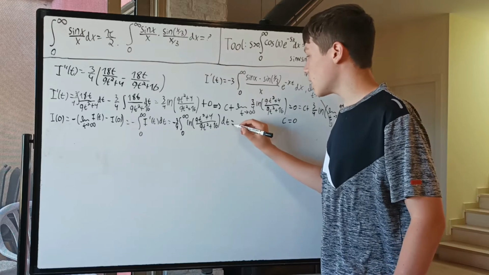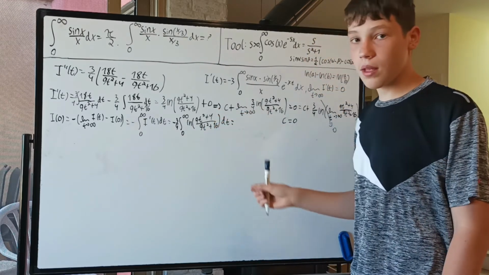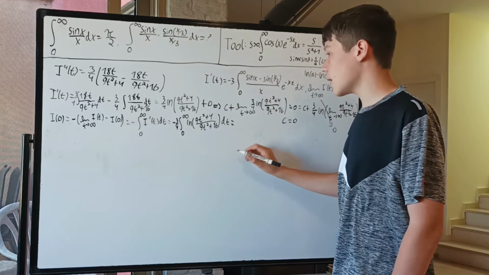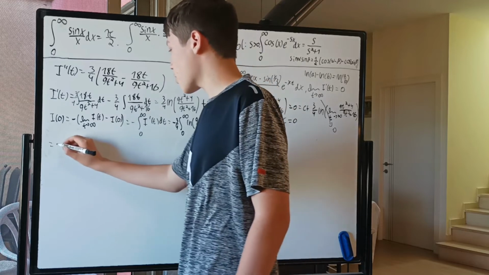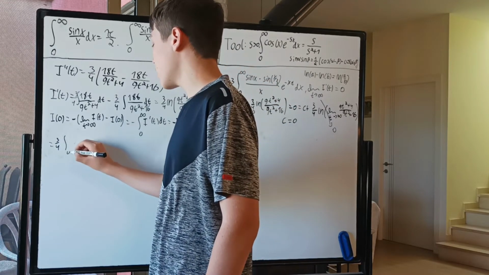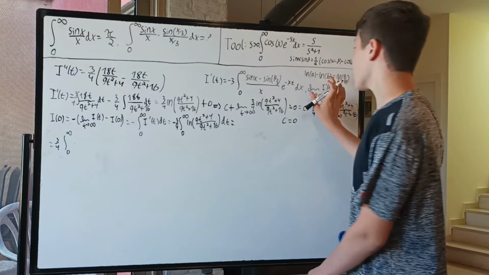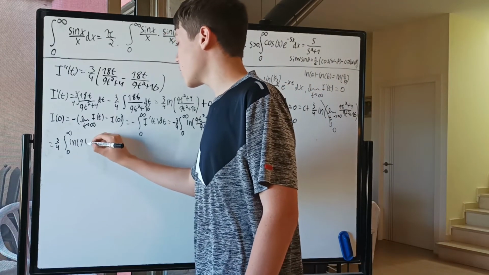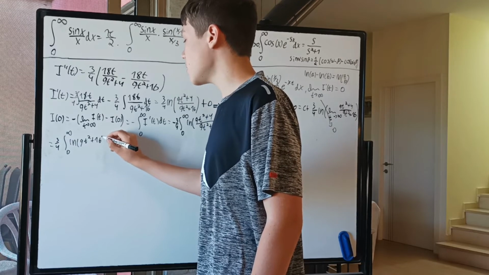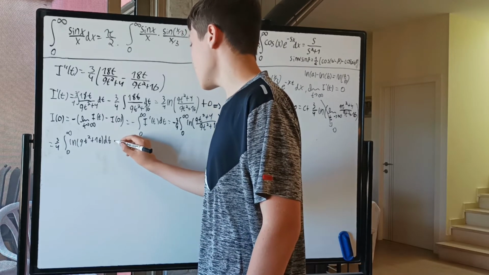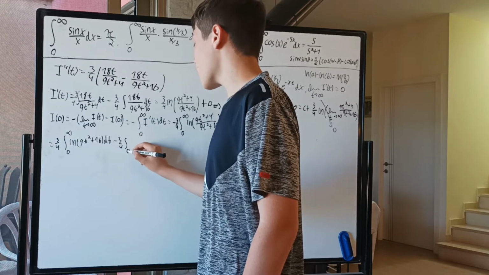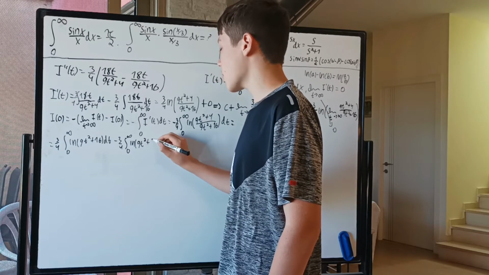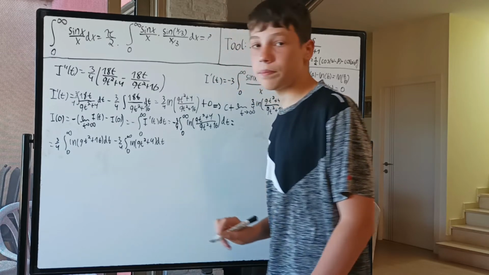Now, I'll put the negative inside and I'll flip that around by logarithm rules. So I'll have 3 over 4. And again, by logarithm rules, I'll be able to separate it like so. So we'll have the natural log of 9t squared plus 16 dt, minus 3 over 4 the integral from 0 to infinity of natural log of 9t squared plus 4 dt.